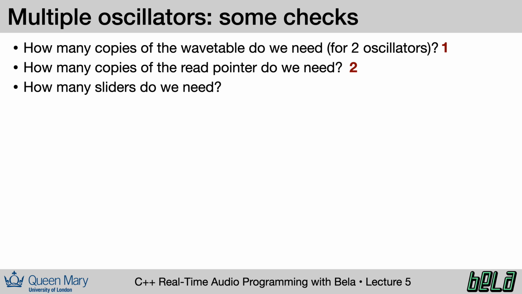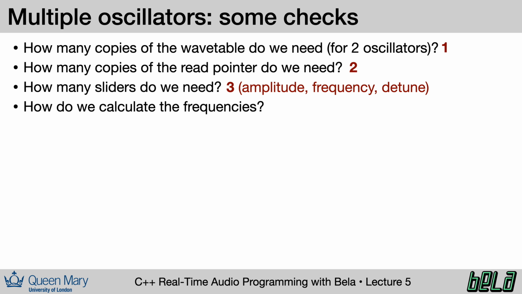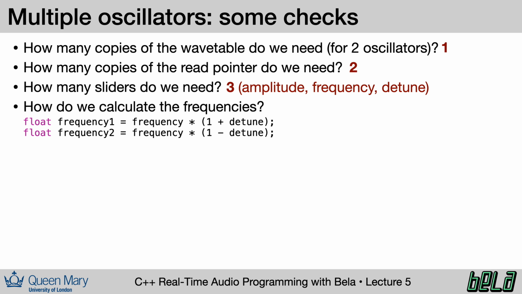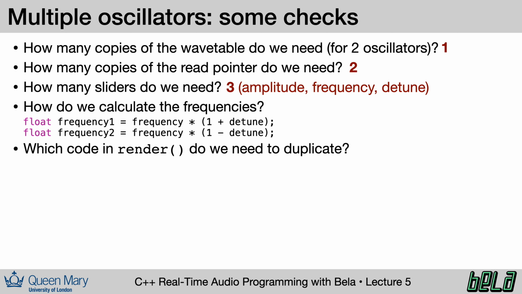How many sliders did we need to control this? Well, we needed three sliders, one for the amplitude, one for the frequency, and one for the detuning ratio. And then how did we calculate the frequencies? We saw this on the previous slide. We implemented those equations, which in code would look something like this.